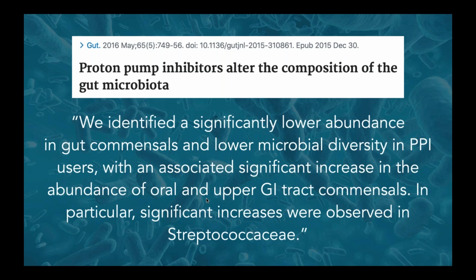So they say here, we identified a significantly lower abundance in gut commensals and lower microbial diversity in PPI users, with an associated significant increase in the abundance of oral and upper GI tract commensals. In particular, significant increases were observed in Streptococcaceae, which is the taxonomic family that Streptococcus is in.